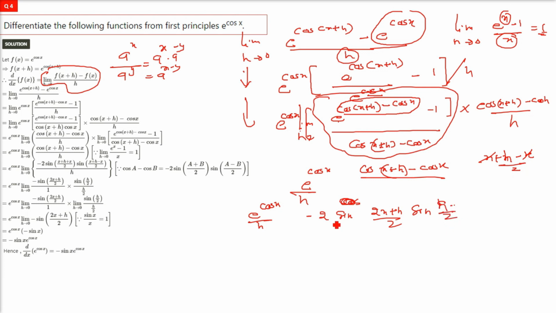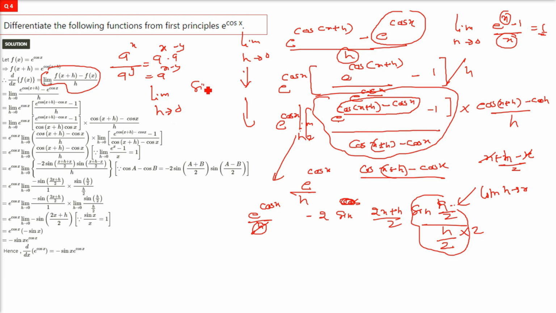Now this is good for us because we already have an h in the denominator. Write it here. Since we have h by 2 in the numerator, you have to introduce a 2 here as well. Now apply the limit: 2 sin(h/2) over h/2. I told you limit h tends to 0 is already there, so I am applying limit h tends to 0. Now you also know that limit h tends to 0 of sin h by h, or limit theta tends to 0 of sin theta by theta, equals 1. So this 2 gets cancelled.